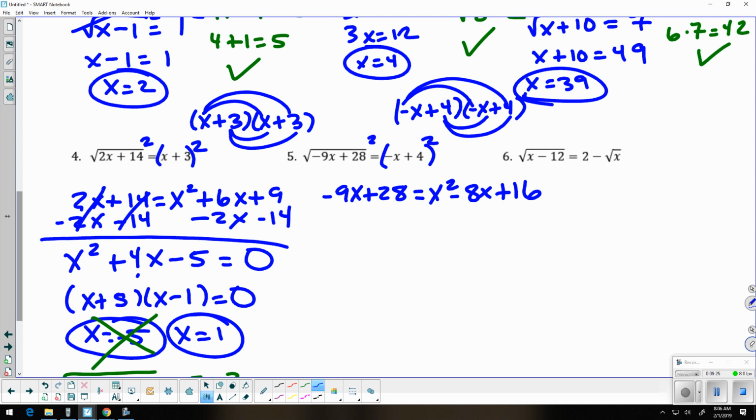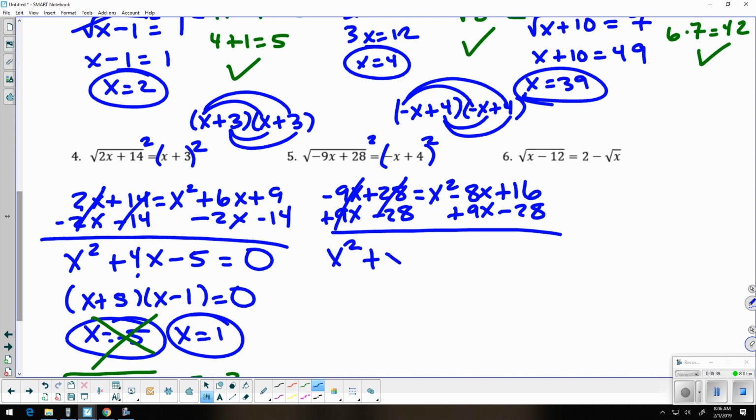Again, got to factor here. So move everything over to one side, add the 9x. Keep my x squared positive, so add 9x, subtract the 28. And then these all cancel. So we'd have x squared, that'd be a 1x, and then 16 minus 28 is negative 12 equals 0. Okay, so now factoring. What multiplies to negative 12 and adds to positive 1? This is going to be positive 4, negative 3.